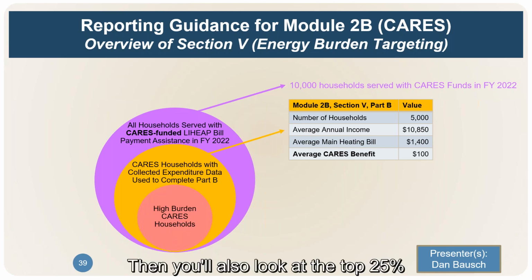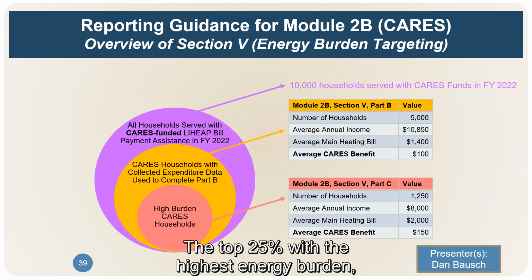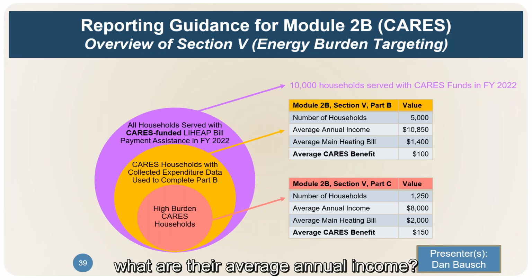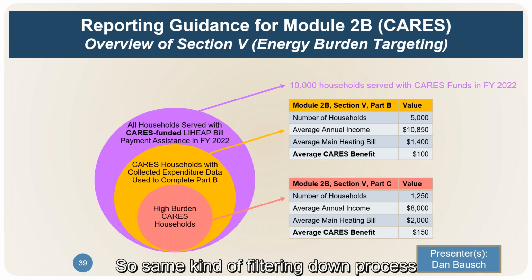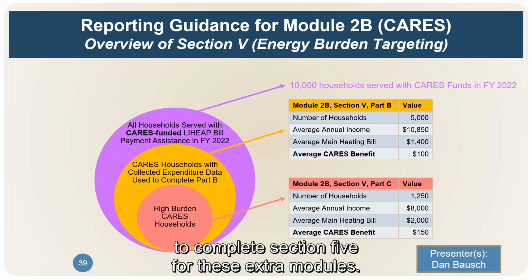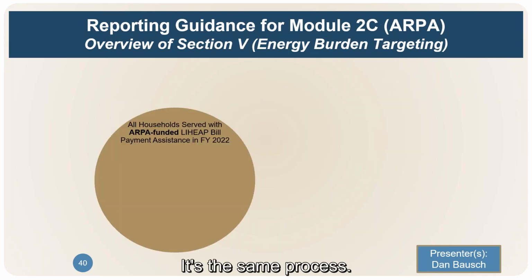Then you'll also look at the top 25% and figure out of the top 25% with the highest energy burden, what are their average annual income? What are their average annual bills? And produce all the same statistics. So same kind of filtering down process to complete section 5 for these extra modules. So this is CARES. Let's look at ARPA. It's the same process.